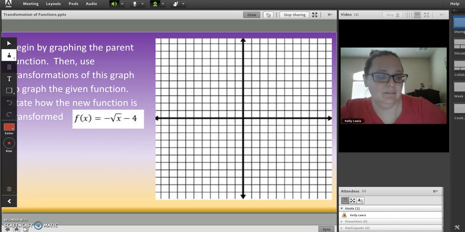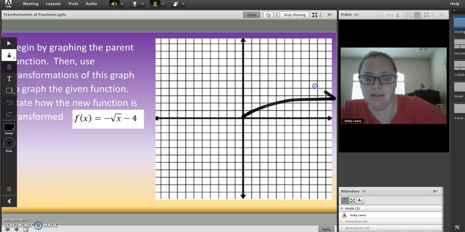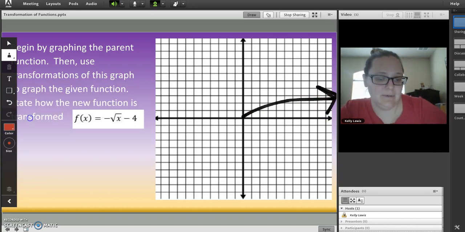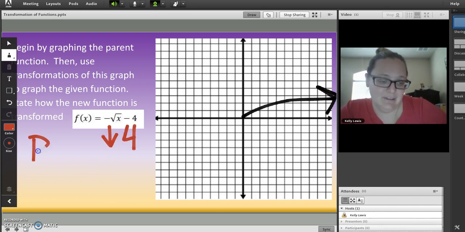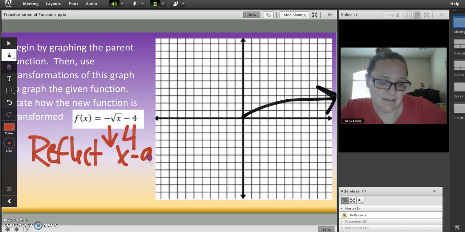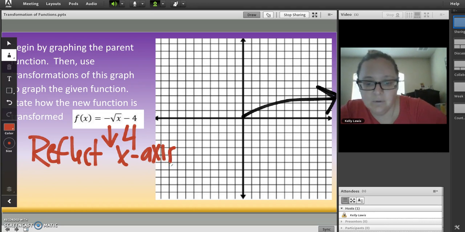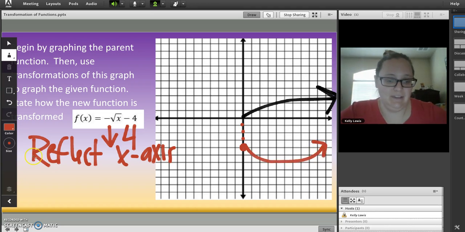Okay, here, first let's draw the parent. Looks like that. And then let's draw the transformation. So here he's going to go down 4, and it's inside. There's a negative sign, so he's going to reflect the x-axis. First, let's go down 4. And instead of turning that way, we're going to turn this way. So that's what it means to reflect.